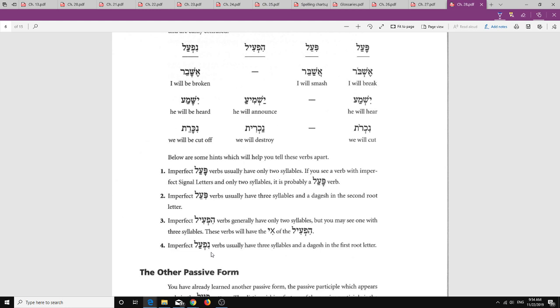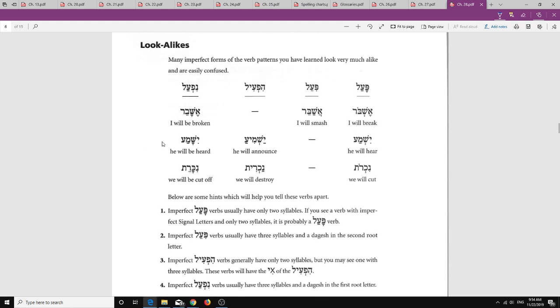And finally, the niphal have 3 syllables and a dagesh in the first letter. So here we have eshaver, yishama, nikaret.